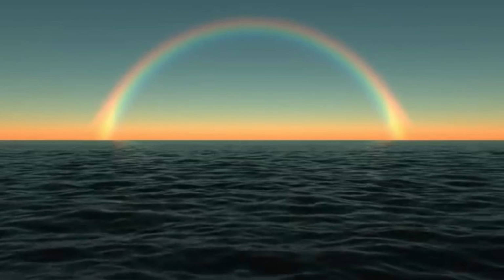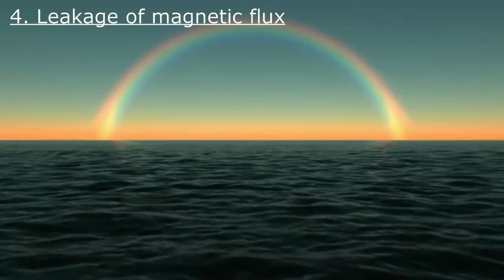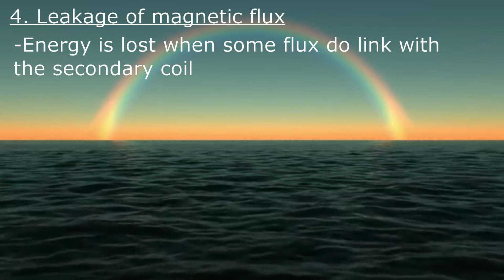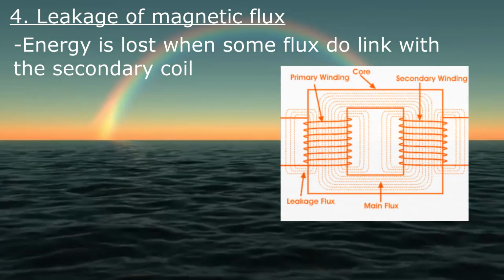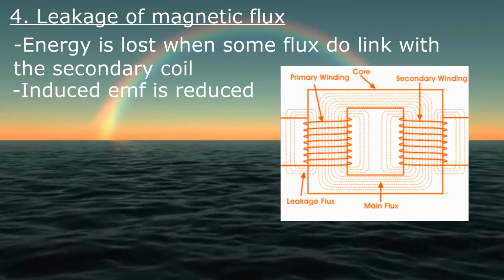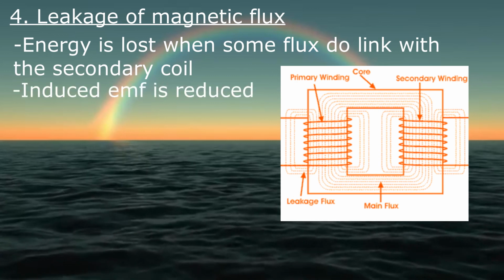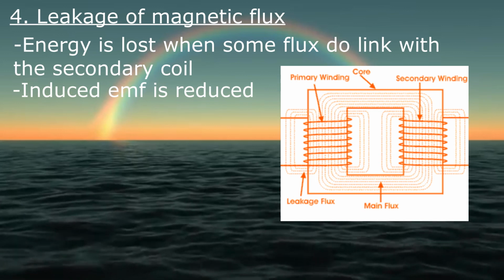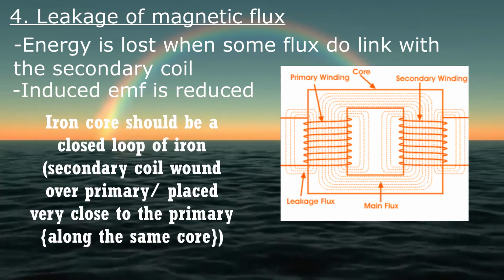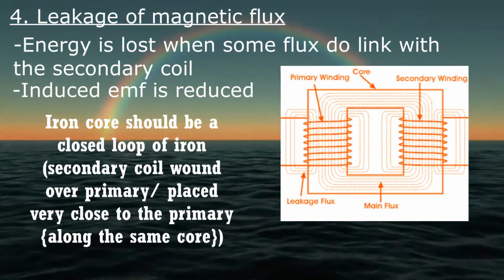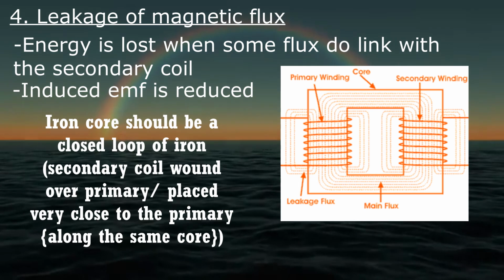Finally, is the leakage of magnetic flux. Electrical energy is lost when a fraction of the magnetic flux produced by the primary coil does not link with the secondary coil. As a result, there is a reduction in EMF induced in the secondary coil. To overcome this problem, the iron core should be a closed loop of iron with the secondary coil wound over the primary coil or placed very close to the primary coil along the same core.